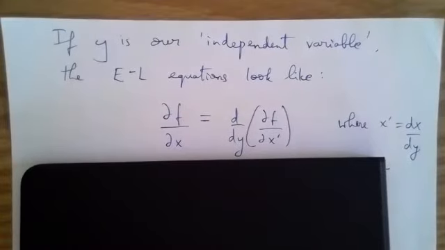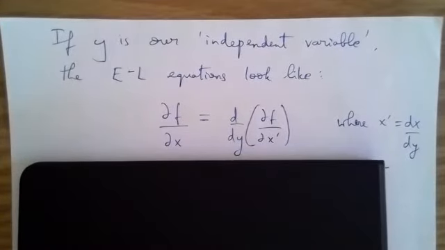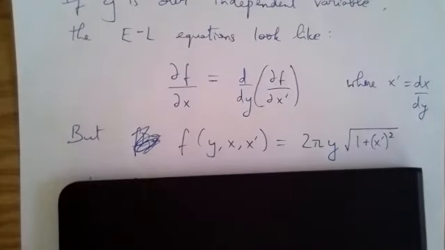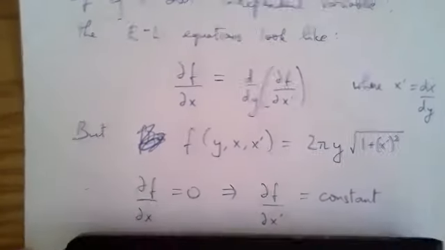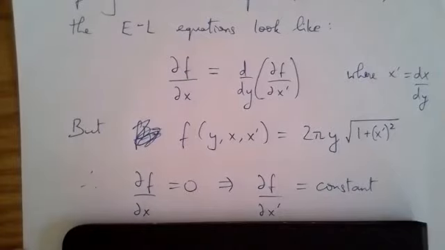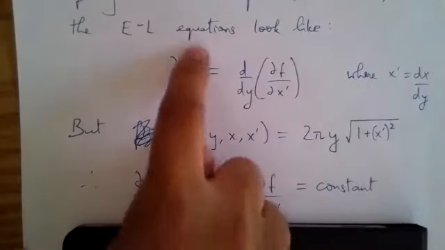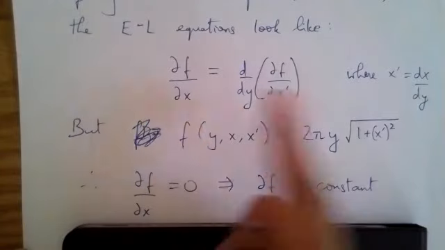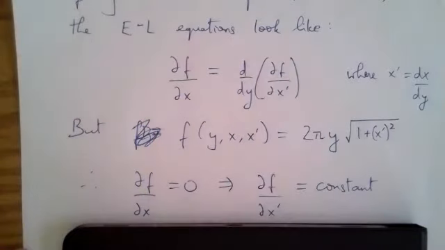So now that y is our independent variable, our Euler-Lagrange equations will look like this. Our f in this case is 2 pi y square root of 1 plus x prime squared, but we notice that there is no x dependence. And so the partial of f with respect to x is 0, which tells us that partial f partial x prime will be a constant because you have this side is 0. So when a derivative of something gives you 0, it's when the term inside is constant.